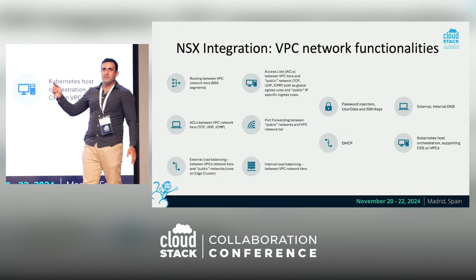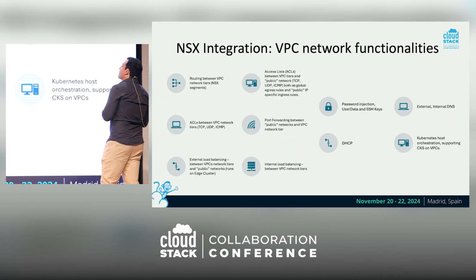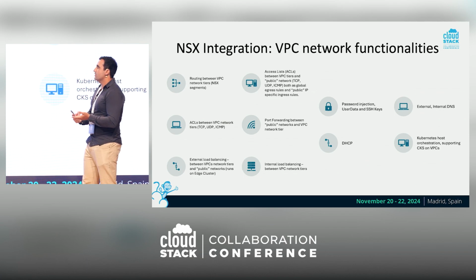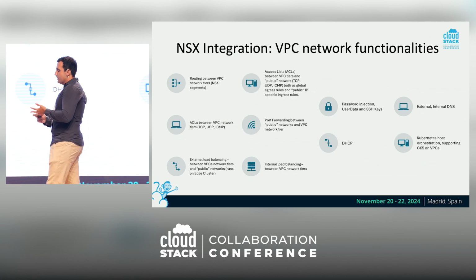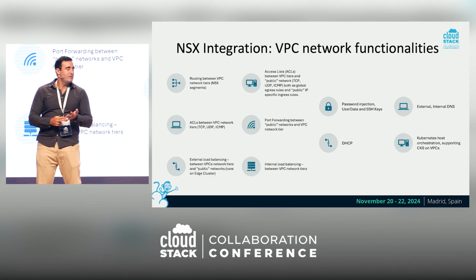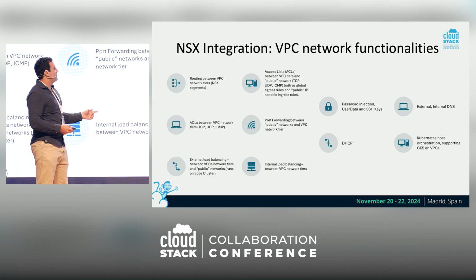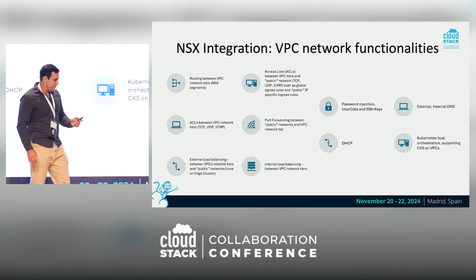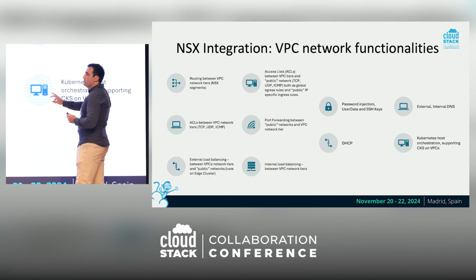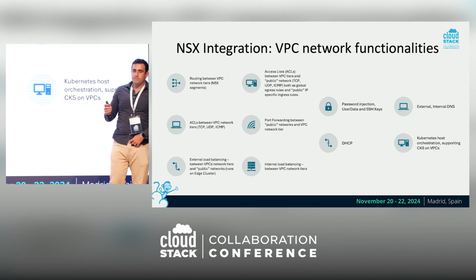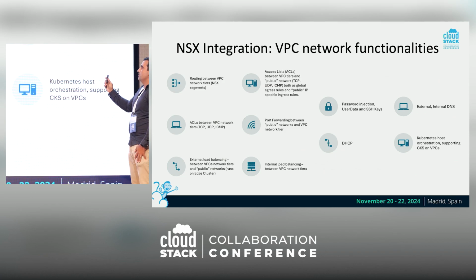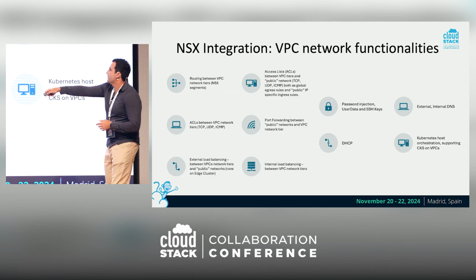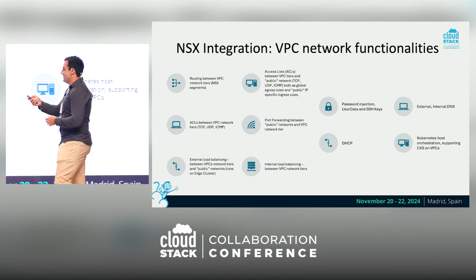Let's see. So what have we introduced in this integration? VPC functionalities in CloudStack should support ACLs, network tier routing, user data, SSH key injections, DNS, DHCP, and Kubernetes support on VPCs. And load balancing, sorry, because without load balancing, this won't be possible. So all of these features are supported, and I will try to show you how to set up a CloudStack zone with NSX isolation.